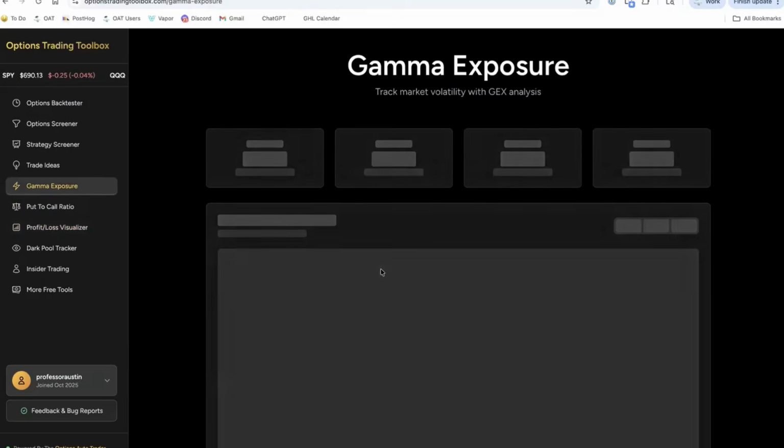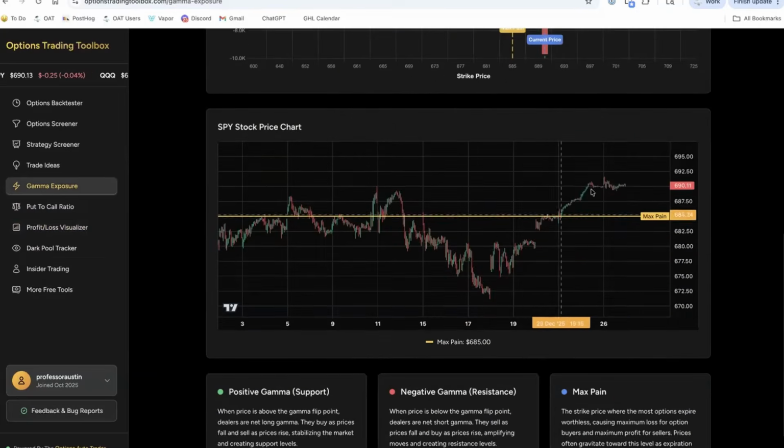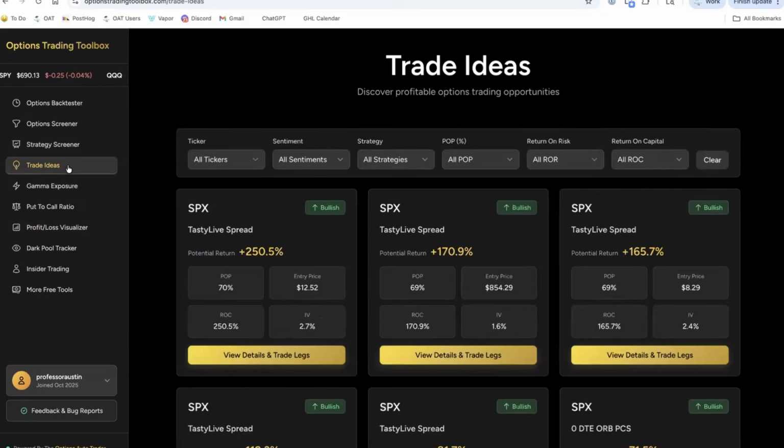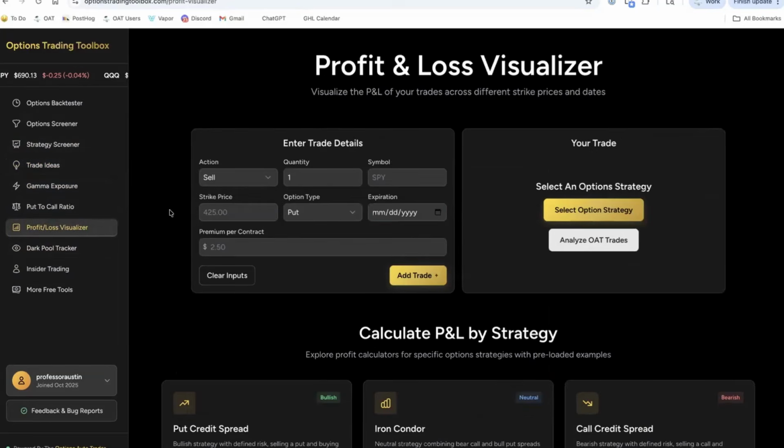We started at gamma exposure. We found what likely direction is going to happen. We jump over to the strategy screener or even trade ideas to find a good idea. Then we map it out visually to understand the trade. And just like that, we're basically done. That's how amazing the options trading toolbox is. It does all of this stuff in one. It all links between each other.